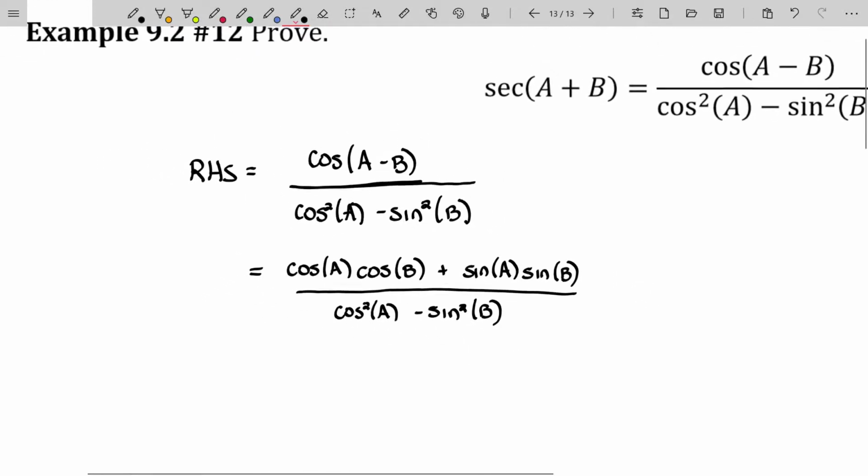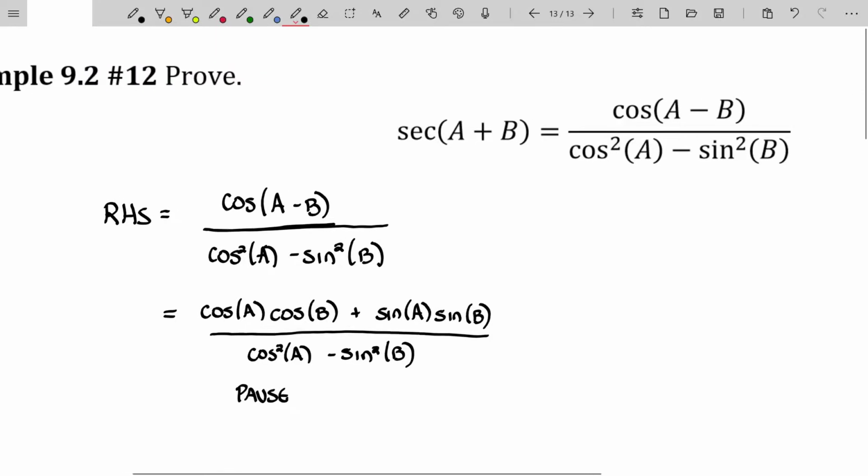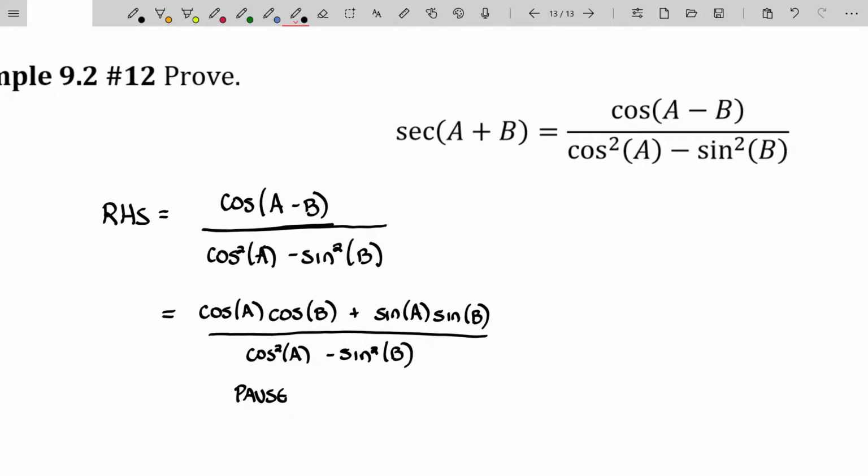Now, taking a look at this, I would honestly stop and just go, I don't even know. Like, I don't know how this is going to reduce down to become that secant of A plus B. I would probably pause on this. So I'll hit the pause button there, and I would go over to the left-hand side. There's nothing wrong with that.